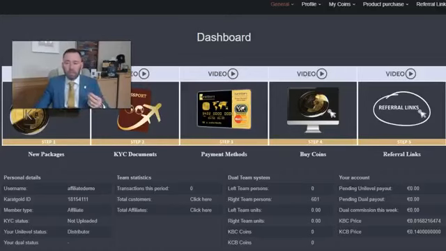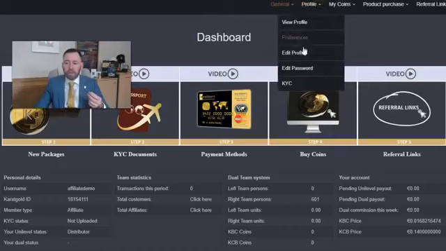Once you've registered at karatgold.sg, you will be presented with a dashboard like this one in front of you. You will need to go to your profile and go to KYC and complete your KYC. That simply means uploading a copy of your ID, driving license or passport. Once you've uploaded a copy of your ID, then you are clear to go ahead and order your package.